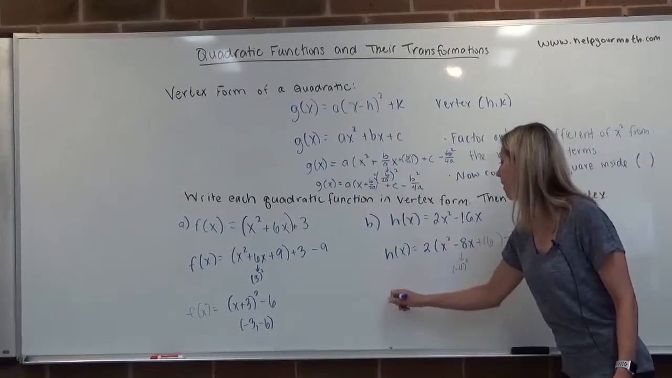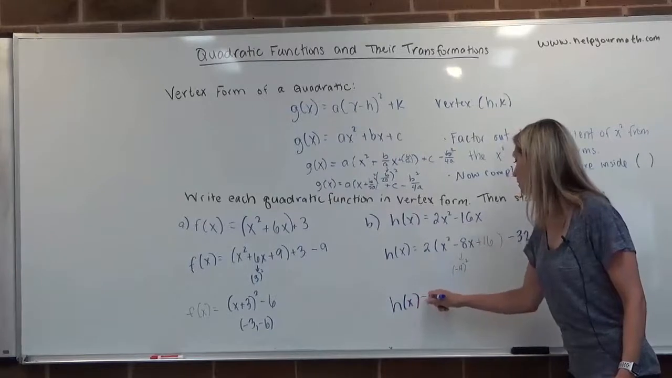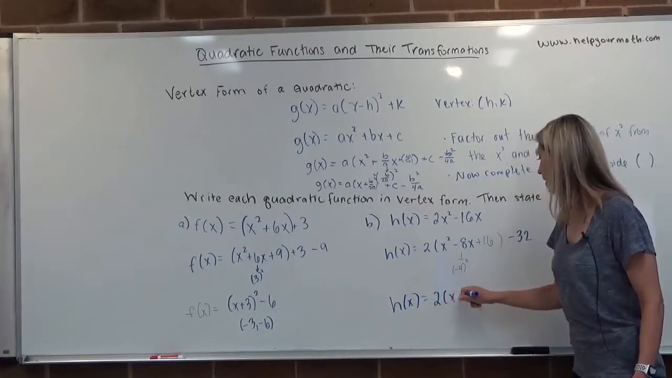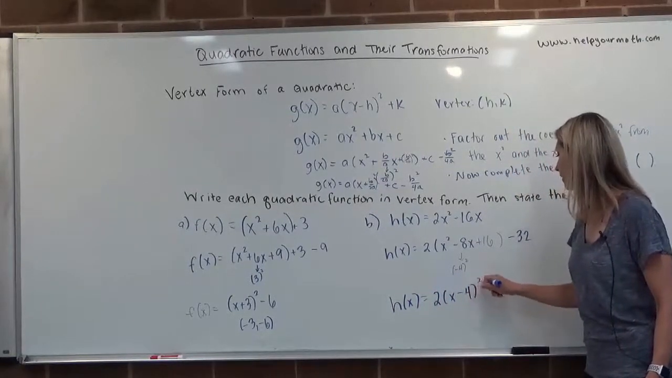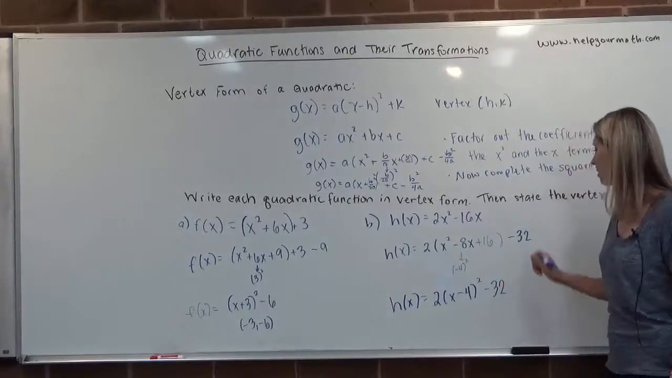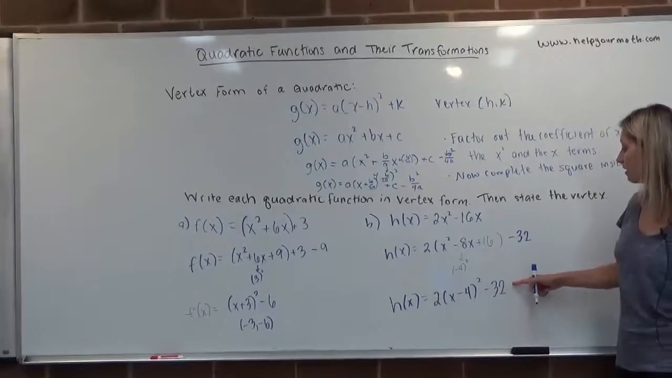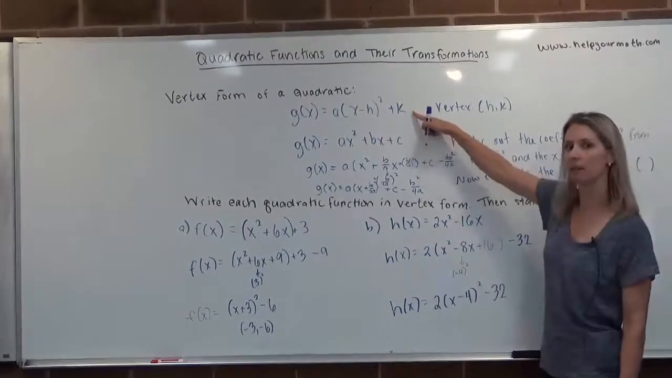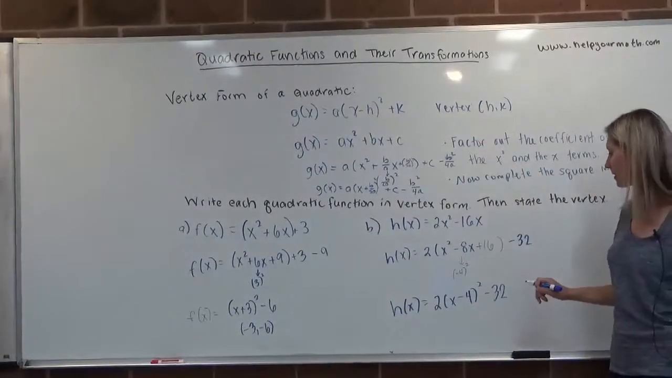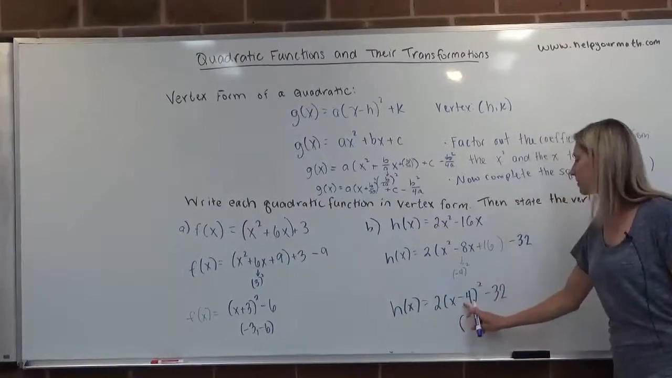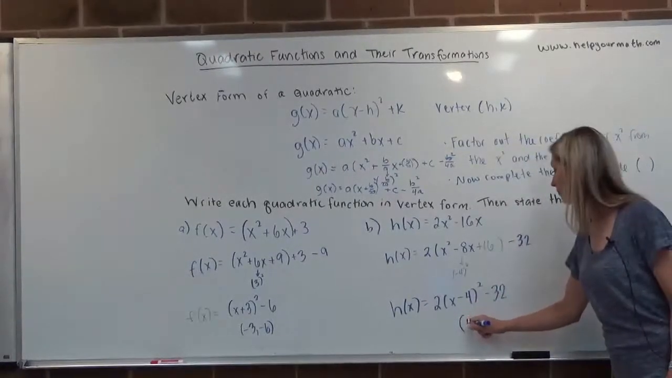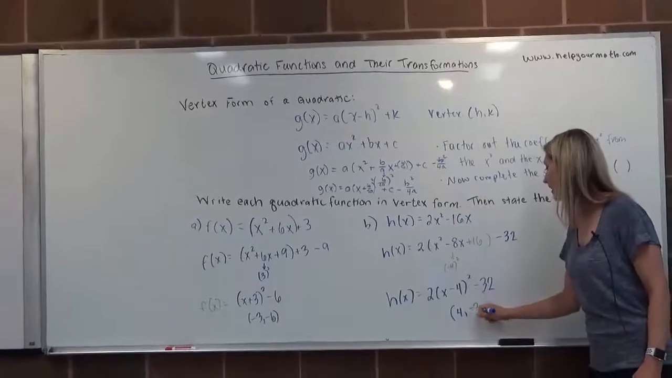So we're going to have h of x equals 2 times x minus 4 squared minus 32. There was no cleanup since there was no c term in this example. This is in vertex form. You can compare it up here. Last step, let's just state the vertex. The vertex, remember, it's going to be opposite inside, so it'll be positive 4, same outside, negative 32.